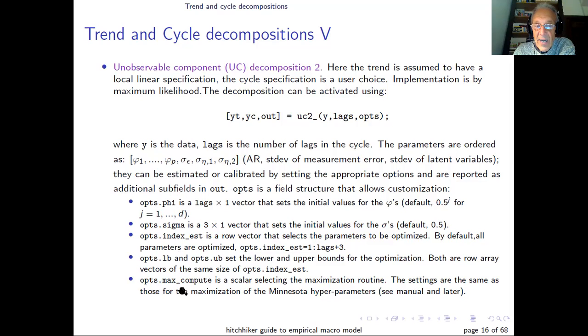The options, as I said here, are the initial set of parameter values, the initial set of variance values, the routine to be used for estimation, and the upper and lower limits of the value of the optimization that you are willing to accept. And I'm sorry, I said the index in estimation tells you which parameter you want to estimate. And the max compute tells you essentially which maximization routine you're going to use.